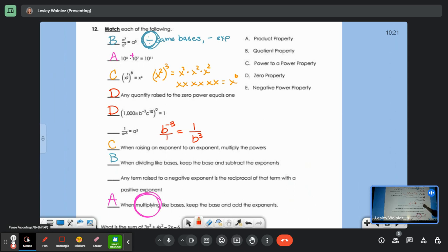So we can either use it to move something from the denominator to the numerator or from the numerator to the denominator. I always think of it as if it's got a negative power, then it's not happy where it is. It wants to move to the other side of the fraction bar and fulfill its life's purpose, right? Okay. All right, that's E. And then last but not least, any term raised to a negative exponent is the reciprocal of that term with a positive exponent. That is the negative power rule again. Questions about those?